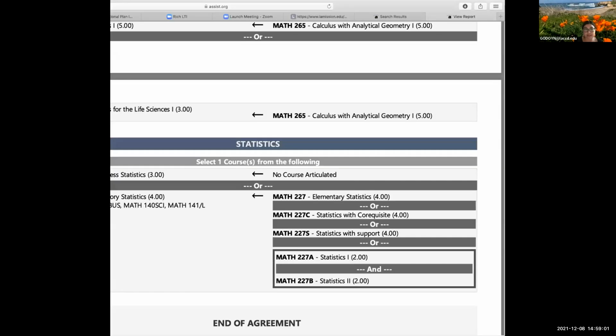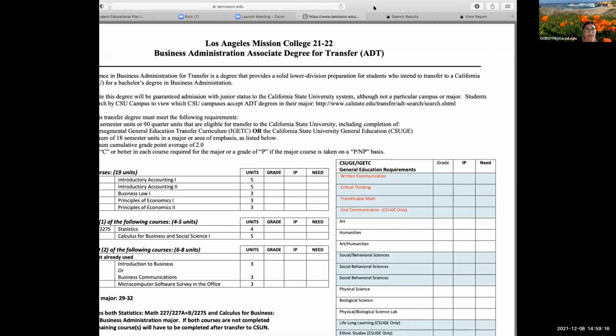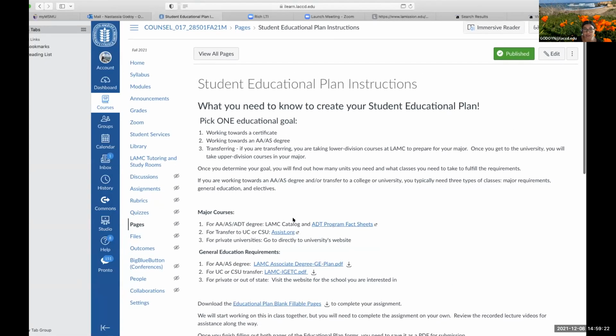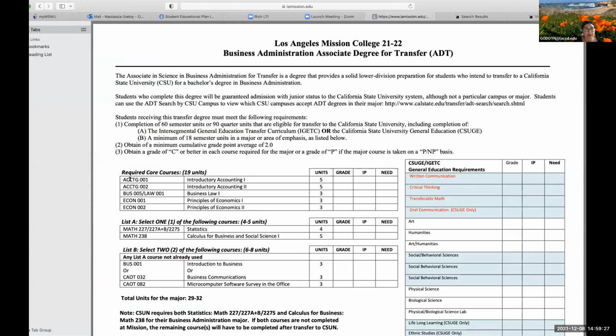Again, to show you where I got that information, when you're looking at Assist, you're looking at the right side of courses. You're looking at the course number, the course title, and how many units the course is. Now, if I wanted to get an associate's degree instead, remember, I can look directly at the ADT program fact sheets if it's an associate degree for transfer, or I can look at the LA Mission College catalog. And I would be writing exactly how it says, accounting 1, introductory accounting 1, 5 units, and so forth. Any questions about that part?